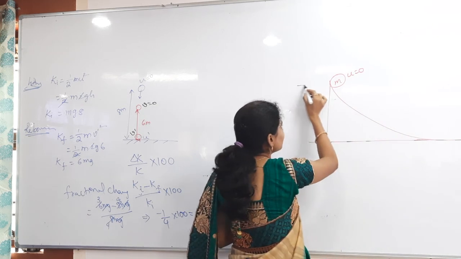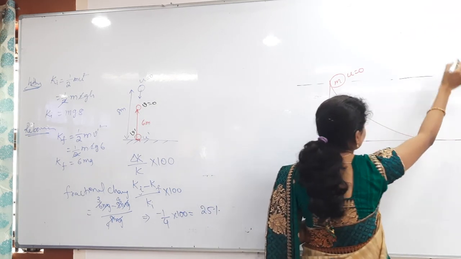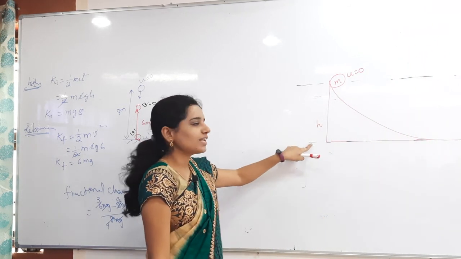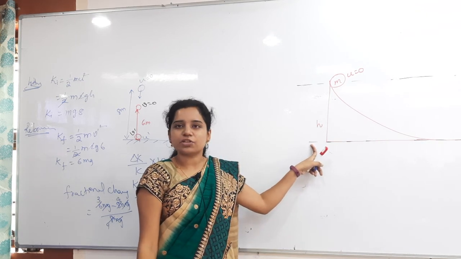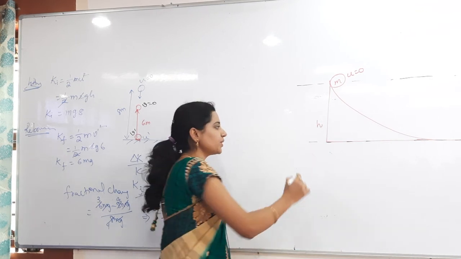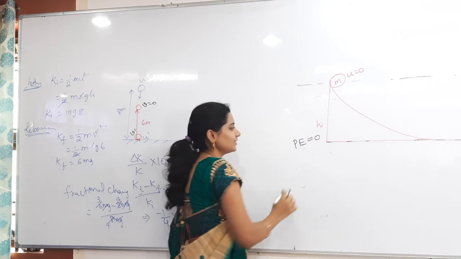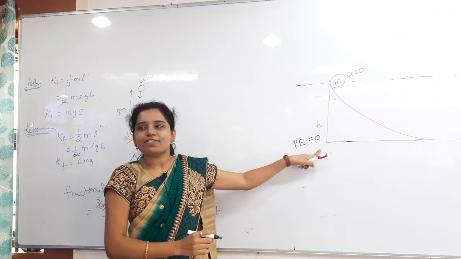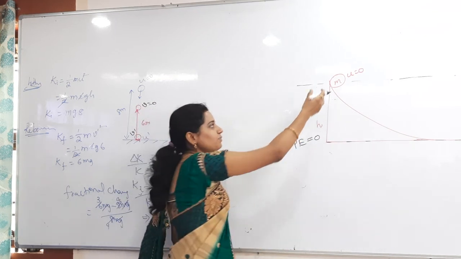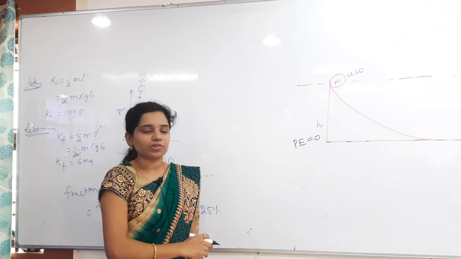So you have to consider the reference level. From this reference level we will start. This is the zero potential energy level. So at this level potential energy is 0. At this level potential energy will obviously be maximum.